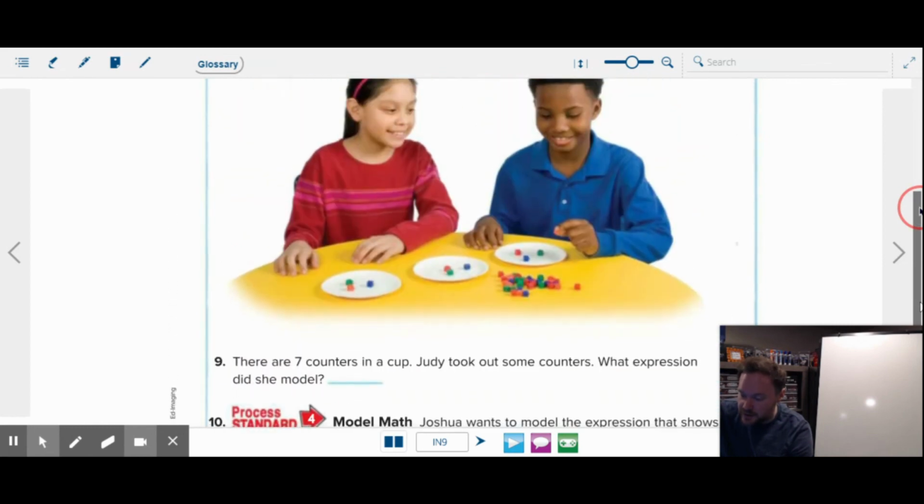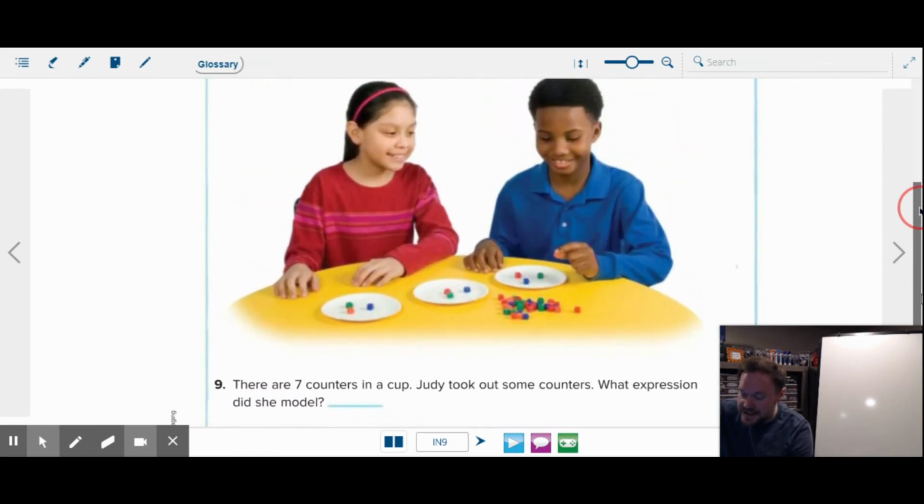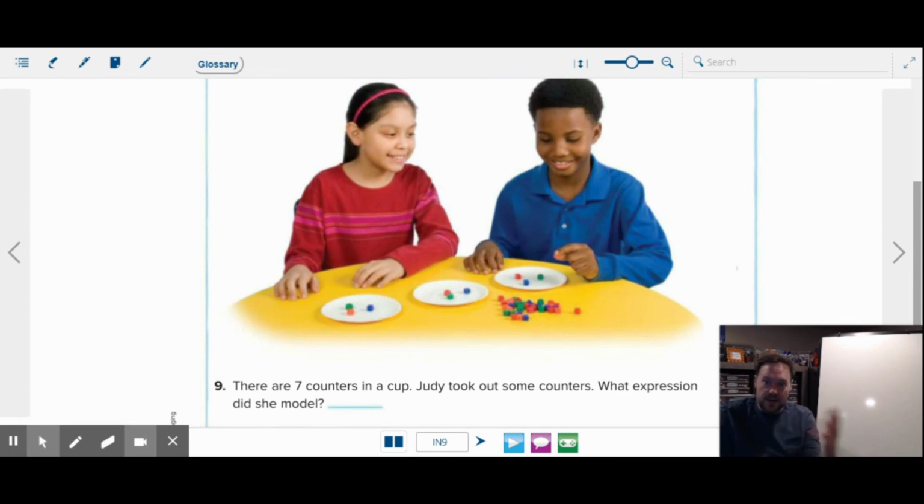Let's look at number 9 really quick. This is exactly like what we talked about with the apples, right? Upstairs. There are 7 counters in a cup. Judy took out some counters. What expression did she model? So remember, with the apples, I had a bowl of apples where there was an undisclosed amount in the bowl. So that was our variable.